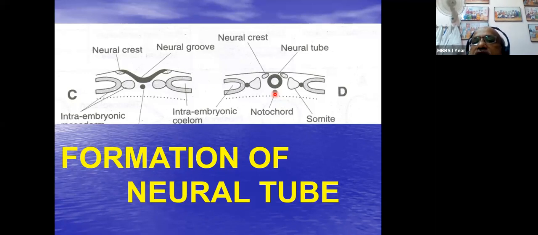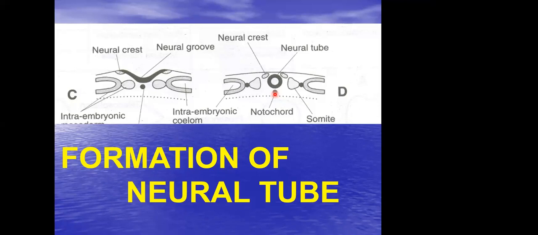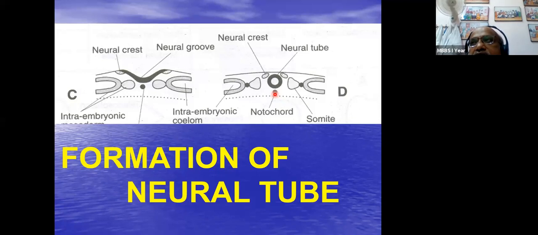What is dens? It will be in the axis, sir. Very good, very good. Axis is the second cervical vertebra. If you take your first cervical vertebra called atlas, it does not have a body. But the axis vertebra, the second cervical vertebra, has a longitudinal projection called dens or odontoid process. That is considered another remnant of our notochord.